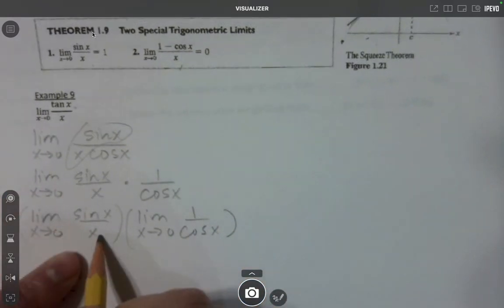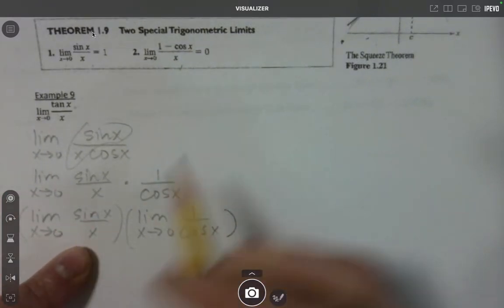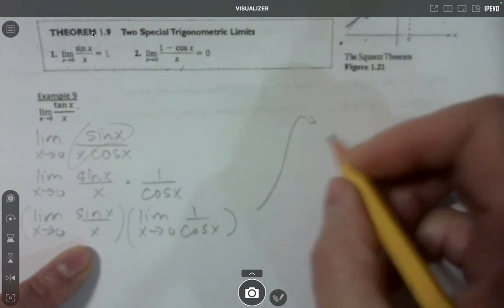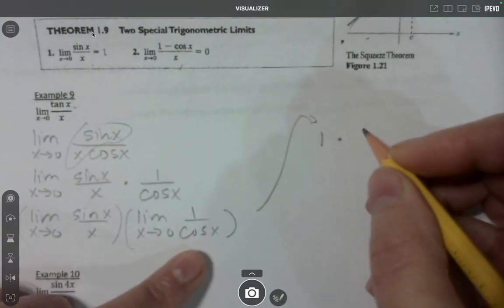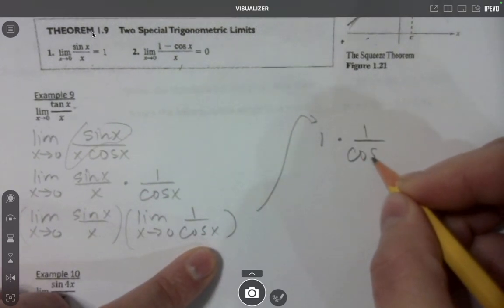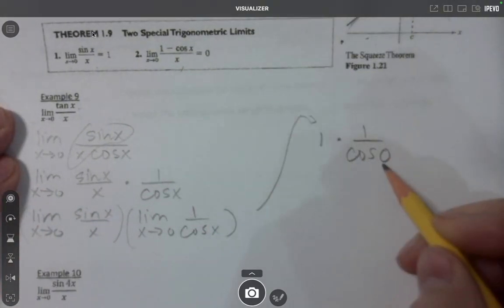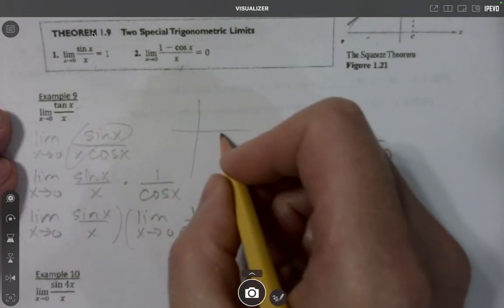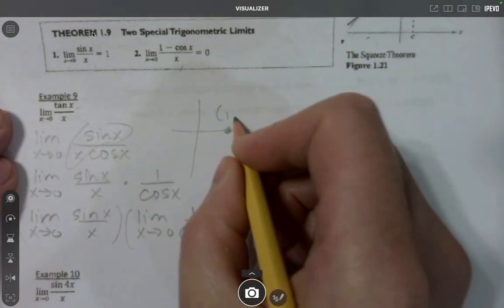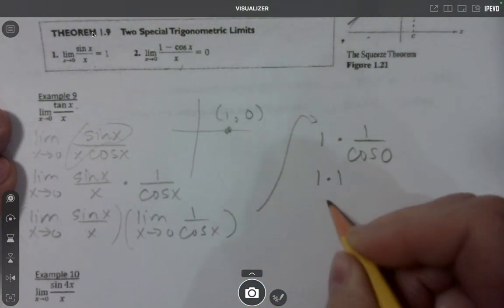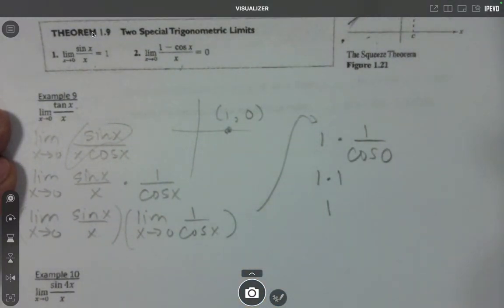So this first limit here is just going to be 1 by this property up above. So that's going to be a 1 times. The other one I can substitute 0 in for x. So 1 over cosine 0. So remember, I'm not dividing by 0. I'm dividing by the cosine of 0 radians. So think about where 0 radians would be. And so my cosine would be 1. 1 times 1 is going to give us 1 for an answer.